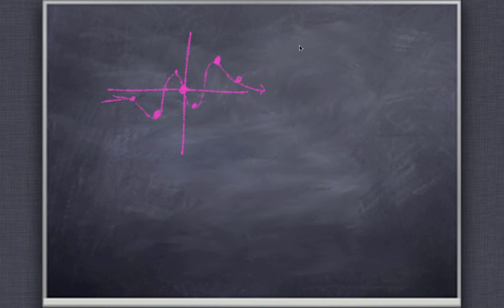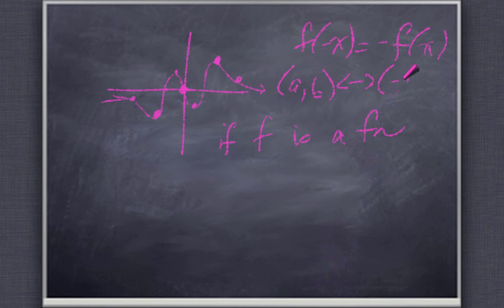The other thing to note is, if f is a function, then this also means that f of negative x is negative f of x. So if a, b is on the graph, then negative a, negative b is also on the graph.